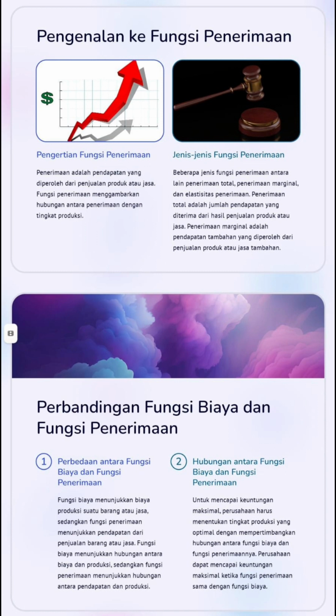production. Number 2. Relationship between cost function and revenue function. To achieve maximum profits, the company must determine the optimal production level by considering the relationship between the cost function and the revenue function. Companies can achieve maximum profits when the revenue function is the same as the cost function.